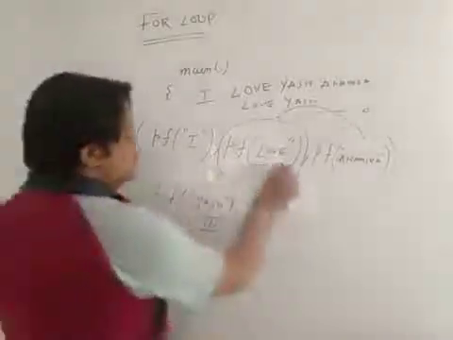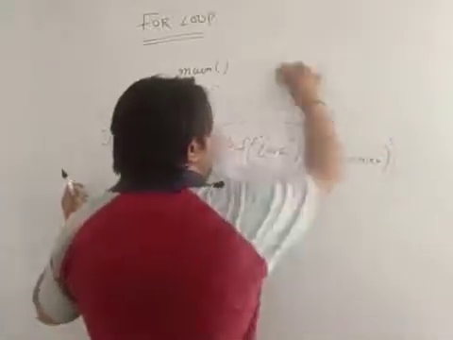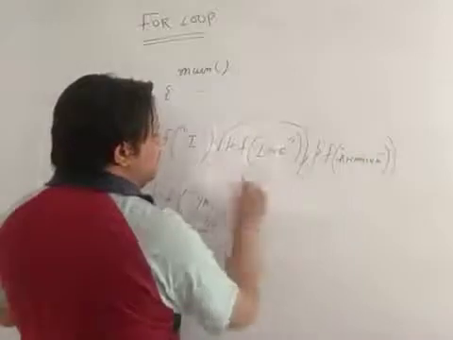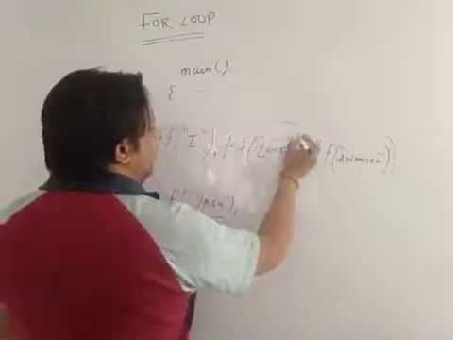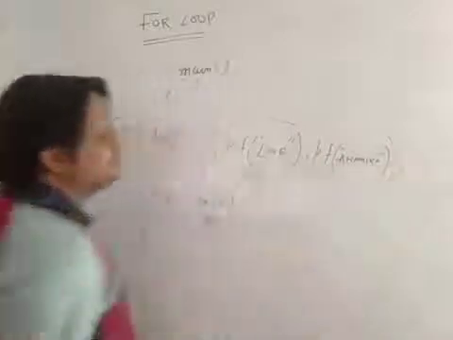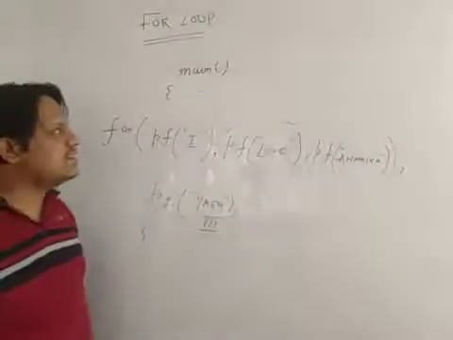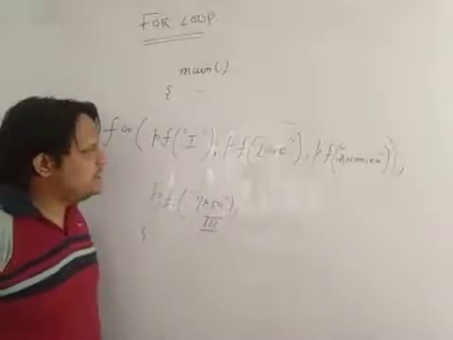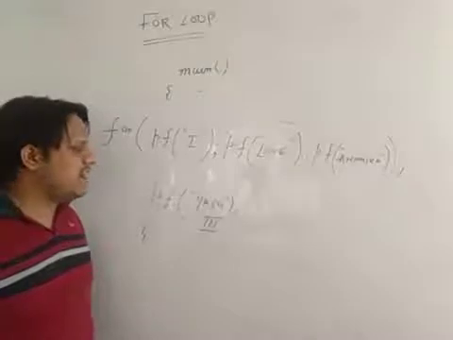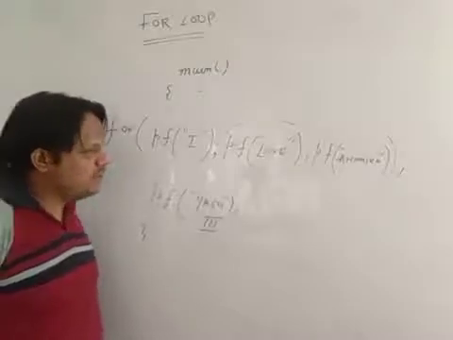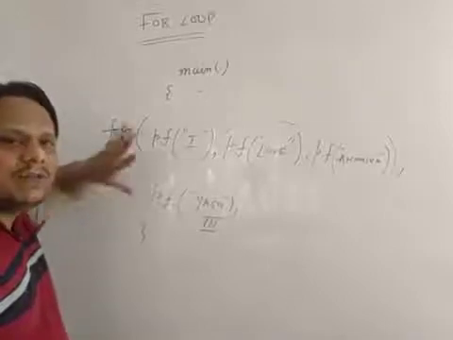Okay, let me change this. Let's suppose I put a semicolon here. If I put a semicolon here, now tell me what is the answer. I am writing printf I, printf love, printf anamika, then there is a semicolon after the for loop, and then I am printing printf yash. So what is the answer? Now, if you put a semicolon after the for loop, how is it going to impact this loop?